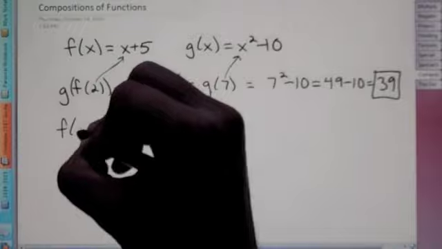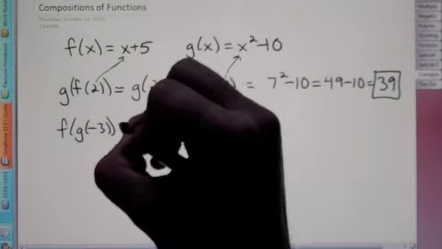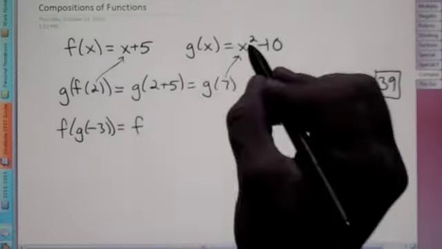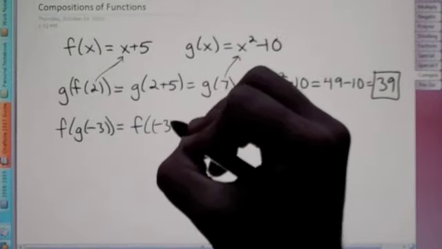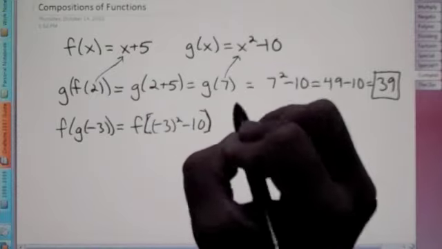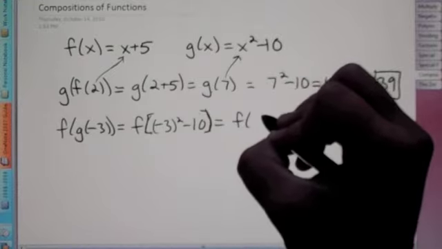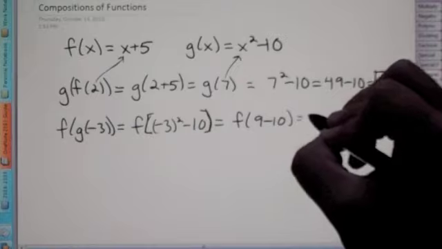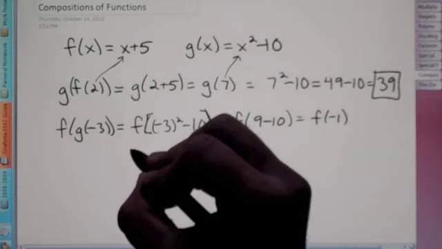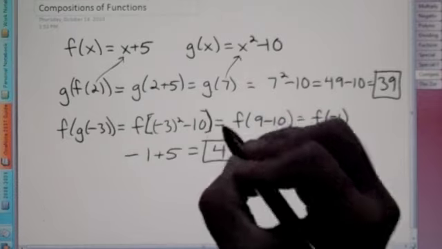If I were to say f of g of negative 3, okay? So now, forget about the f, we're going to plug into the g function. So if I were to plug negative 3 squared minus 10, okay, so that gives me f of negative 3 squared is 9 minus 10, so that's f of negative 1. So now, we're going to plug negative 1 into the f function. So it gives me negative 1 plus 5, which is 4. So that would be your answer for this problem.